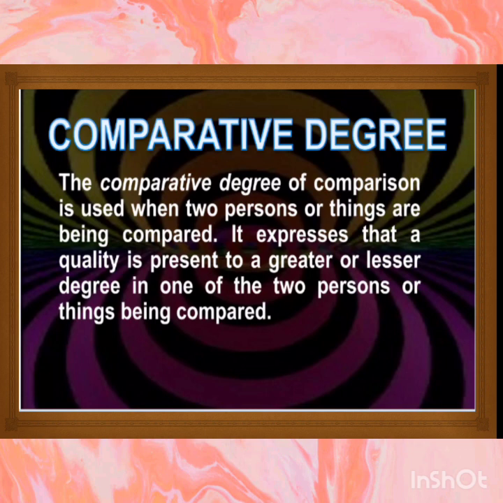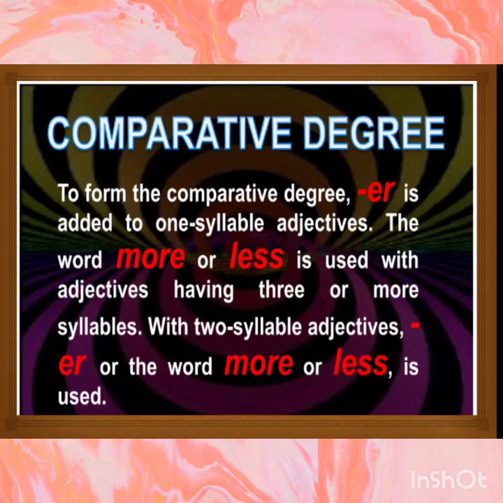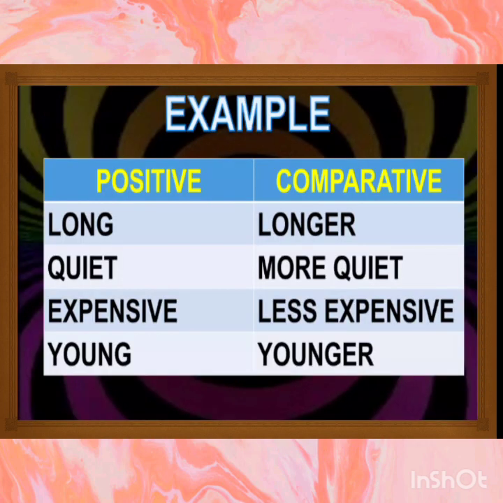Comparative degree. Comparative degree of comparison is used when 2 persons or things are being compared. It expresses that a quality is present to a greater or lesser degree in one of the 2 persons or things being compared. To form the comparative degree, ER is added to one syllable adjectives. The word more or less is used with adjectives having 3 or more syllables. With 2 syllable adjectives, ER or the word more or less is used. Example, long, longer, quiet, more quiet, expensive, less expensive, young, younger.